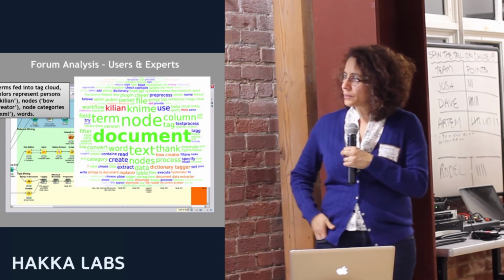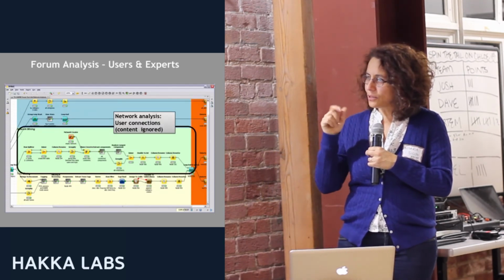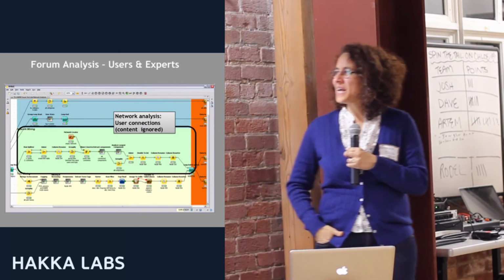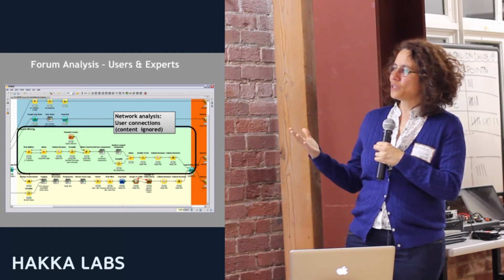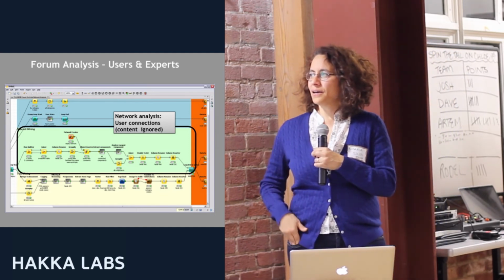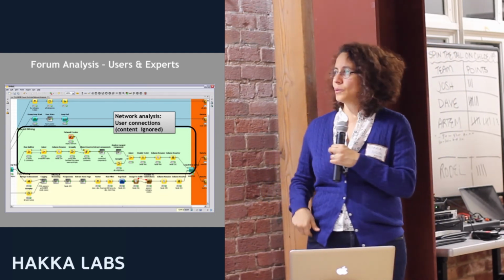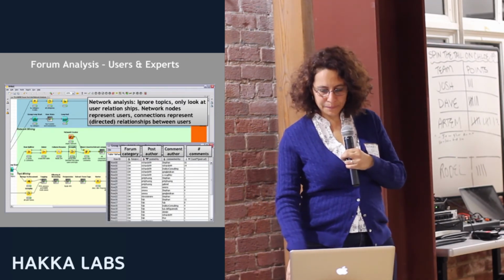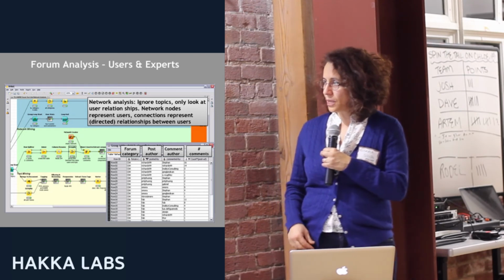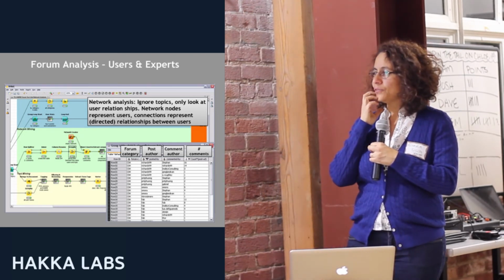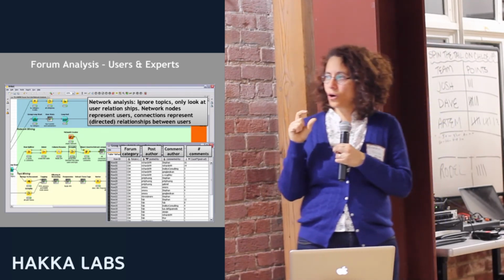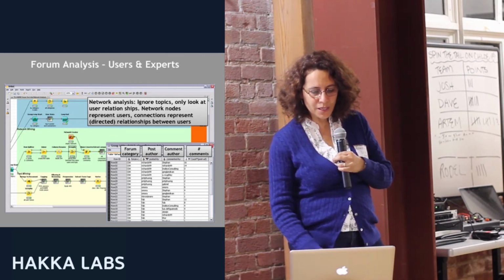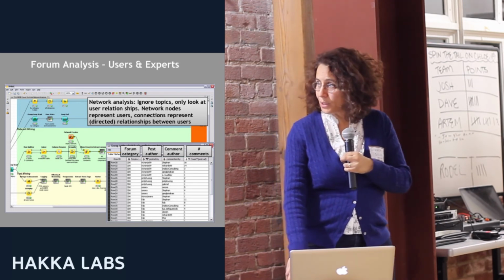Okay, and this is about the network analysis. So I did the opposite. The text mining is the yellow part, and the network analytics is the green part. The network analysis ignores the topic. It only looks at relationships among users. The network nodes represent users, and the relationships between users. That's the input part of the network analytics nodes. So that's the input table.